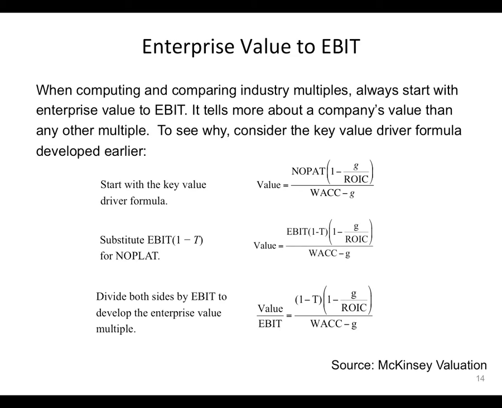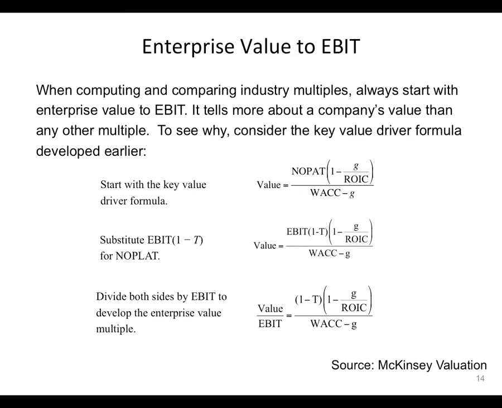Can we use the key value drivers formula to get to an enterprise value to EBIT? The answer is yes. We start with our key value drivers, which is NOPAT times 1 minus G over ROIC, divided by WACC minus G. We say that NOPAT is EBIT times 1 minus the tax rate. We divide both sides by EBIT. Enterprise value to EBIT is 1 minus the tax rate times 1 minus the growth over the ROIC, divided by the WACC minus the G.